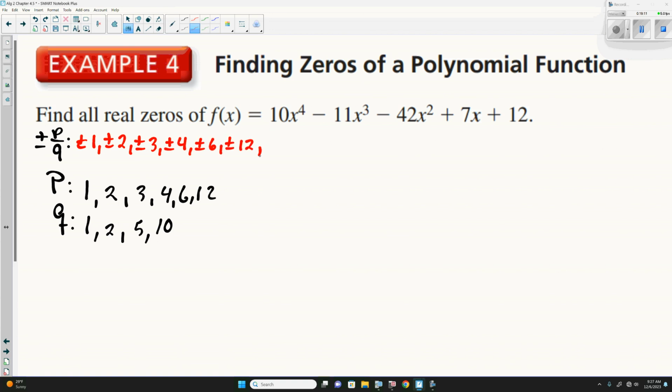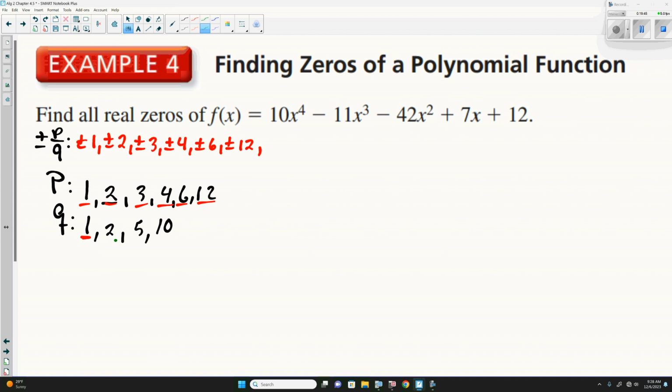Now, the nice thing with these factors is the first thing we're going to do is divide everything by the first factor of q. Divide all the factors of p by the first factor of q, which means we're just dividing everything by 1, which will just get us the numbers back, because 1 divided by 1 is 1. 2 divided by 1 is 2. 3 divided by 1 is 3. 4 divided by 1 is 4. 6 divided by 1 is 6. And 12 divided by 1 is 12. And we put the plus or minus.